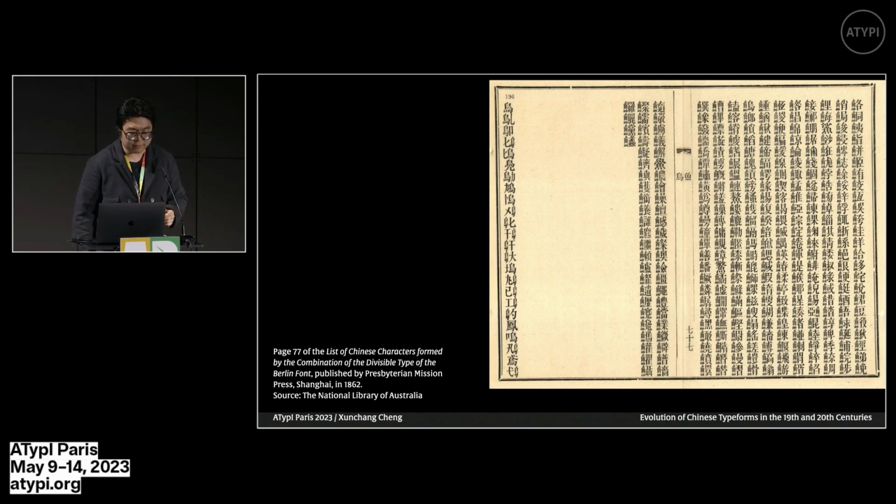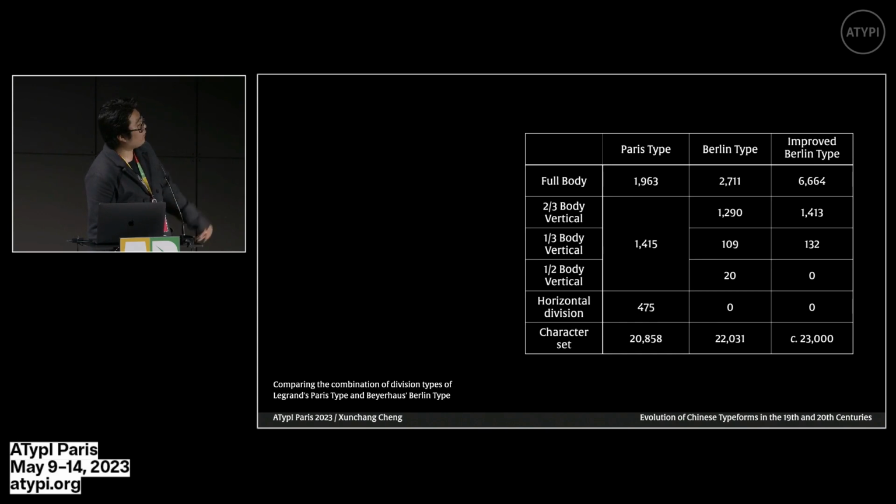It gives a large number of characters with a small number of matrices. And the Berlin fonts took a compromise approach by increasing the types with complete characters. This is a table to see how many divisible types and how many full body types. You can see the Berlin type has more full body types than the Paris type. And later they improved that. They tried to avoid using divisible type and make more and more full body types.